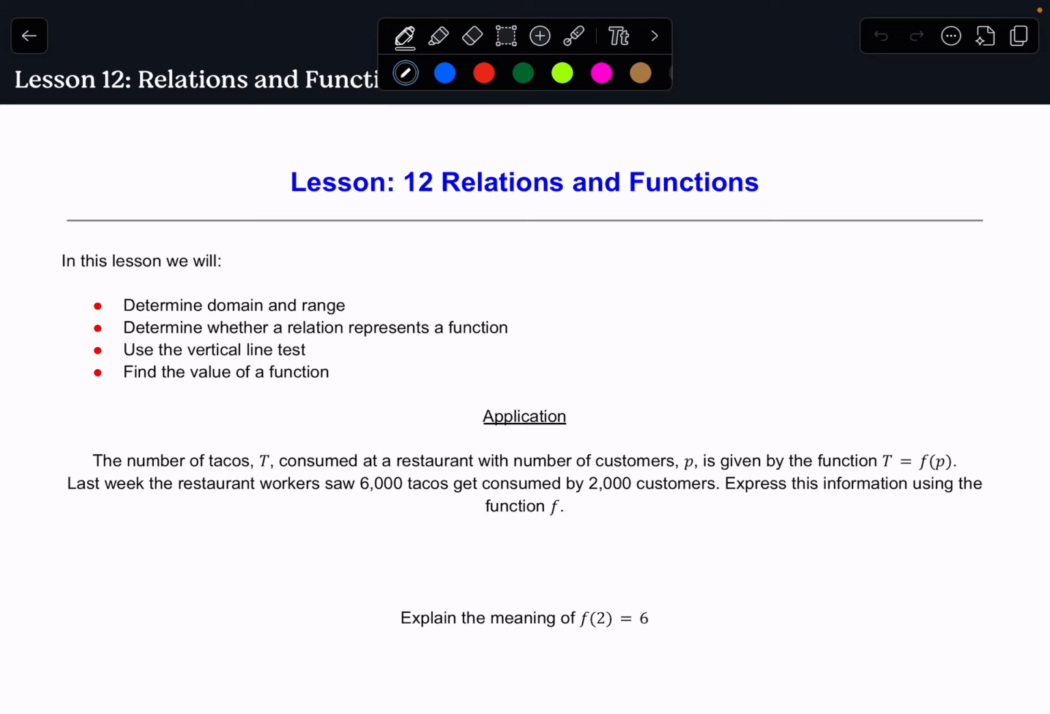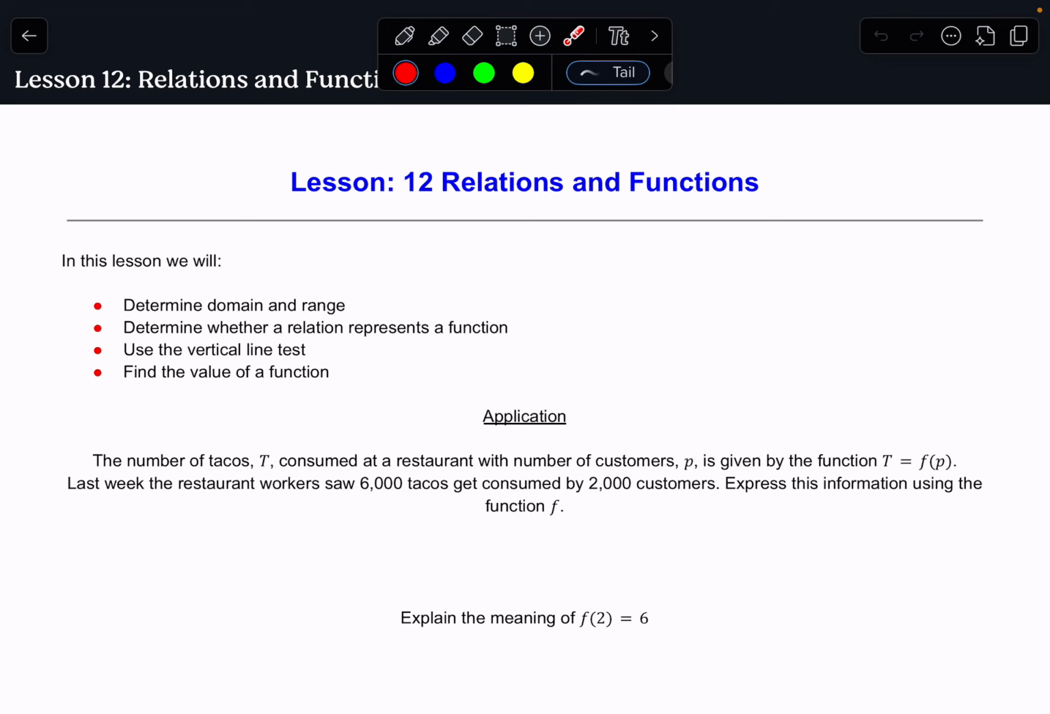But a function, on the other hand, is a specific type of relation that follows certain rules. So we're going to see what those rules actually are. But before we get to what a function is, first we're going to talk about domain and range. Domain and range is just identifying what the inputs and outputs are. Then we'll determine if the relation is a function. We'll use something called the vertical line test, and we will find values of functions, meaning evaluate the functions for certain values.